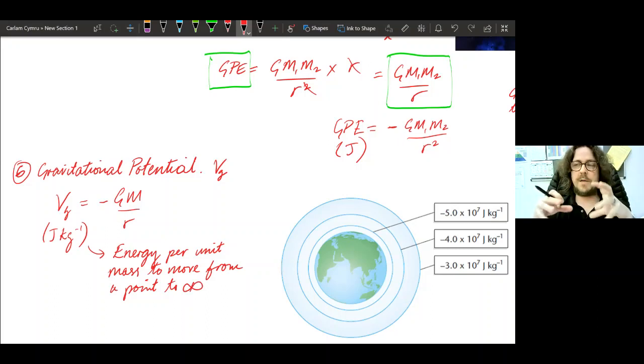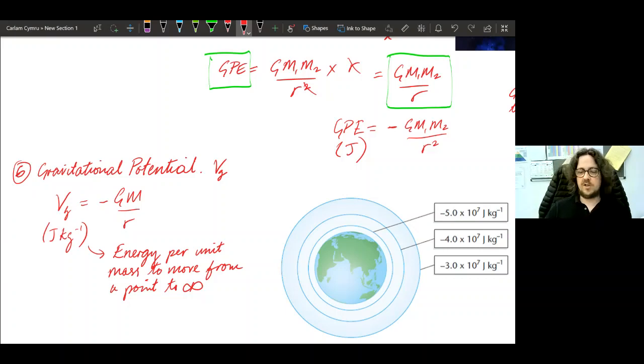So if you think about gravitational potential energy, it could be: I've got this space probe and I need to leave the Earth's gravitational field. How massive is that space probe? What's the gravitational potential energy at the surface? We can work out how much energy we need to get that space probe beyond the gravitational field of the Earth. Gravitational potential is slightly different in the sense that we are working out the amount of energy required for each kilogram of mass.